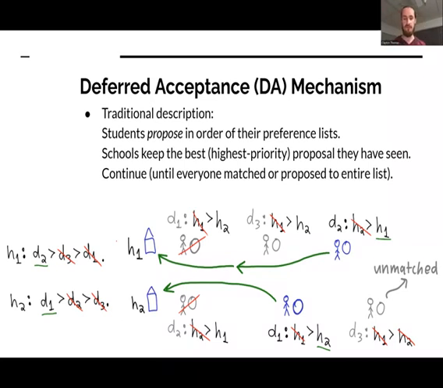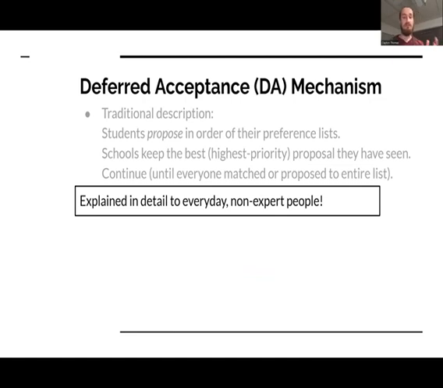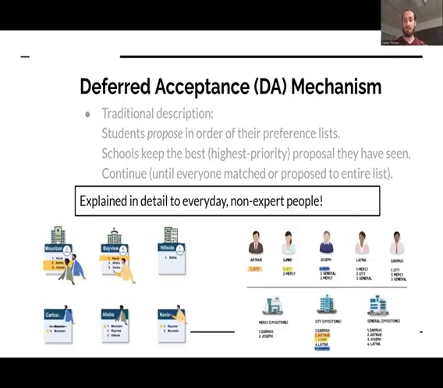entire list. What I find really fascinating about this algorithm, it's beautiful for a lot of reasons, is that it is explained in detail to everyday non-expert people. I can't really think of a more complicated combinatorial algorithm that policymakers try really hard to convey to just regular people, such as parents and students. As we can see from two examples here, both kind of related to the NRMP, one of the most famous usages of deferred acceptance.